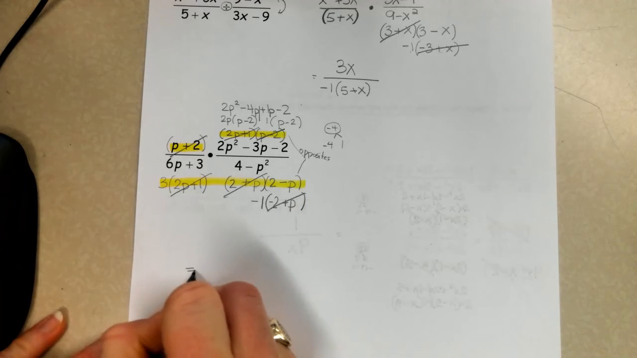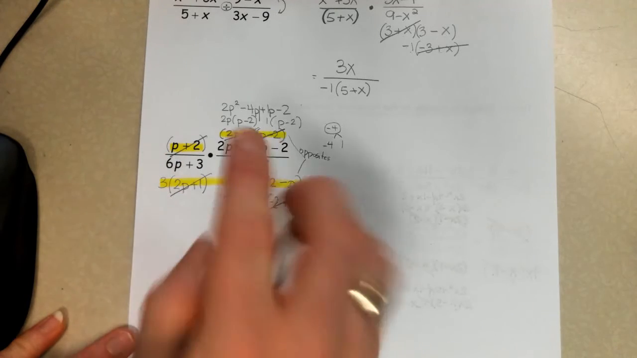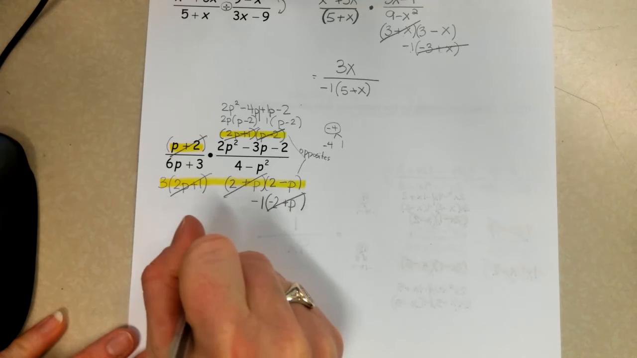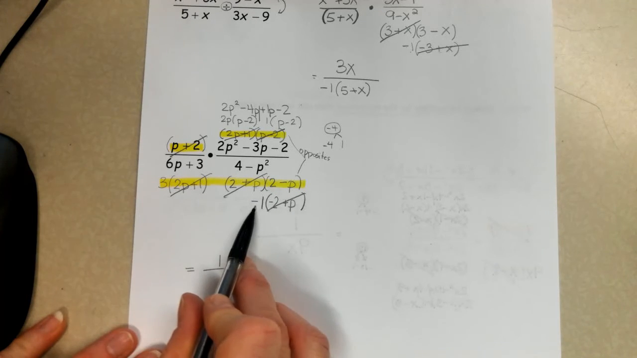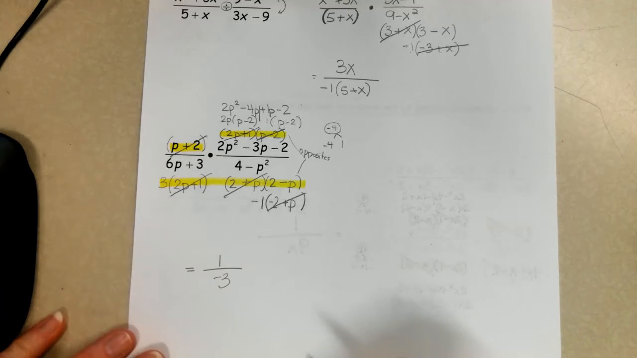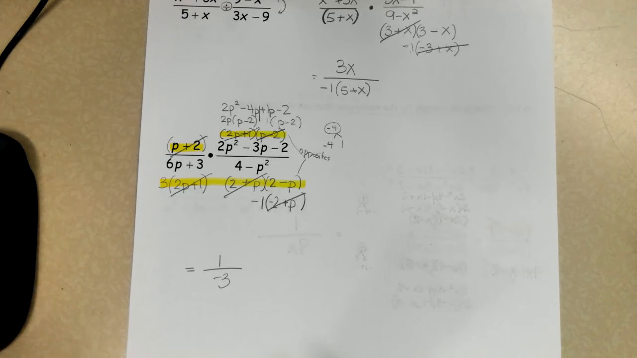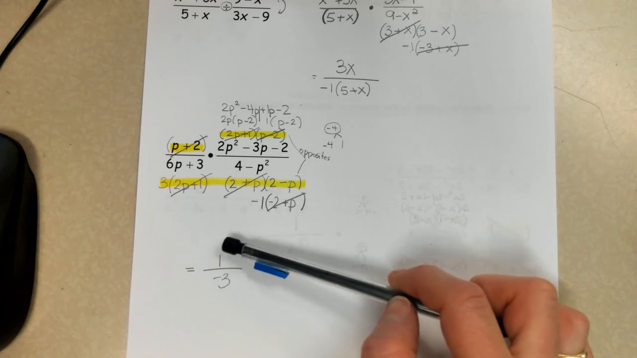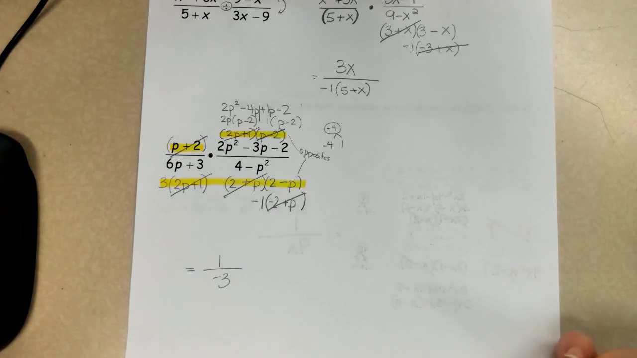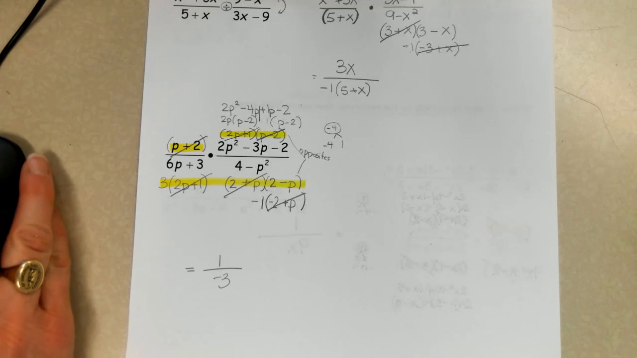So what we have left in the numerator is nothing. And what we have left in the denominator is 3 times negative 1, so negative 3. Negative 1/3. If you had removed the GCF from the top p minus 2, then you would have had negative 1 over positive 3, but still has the same meaning. All right, ask questions if you need.